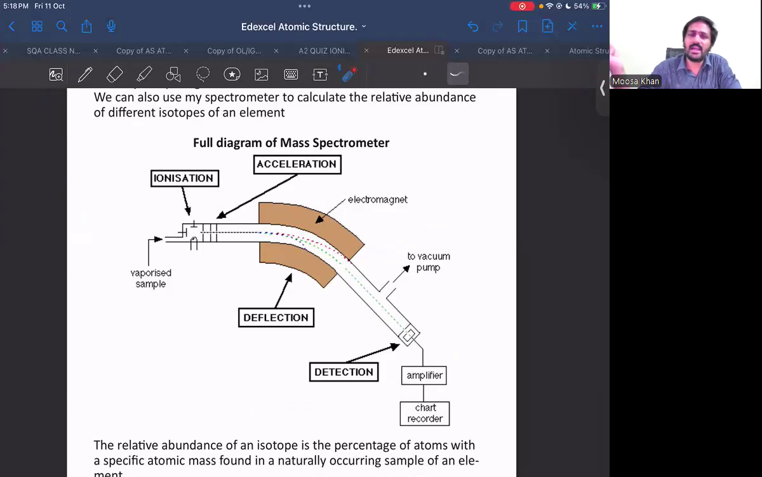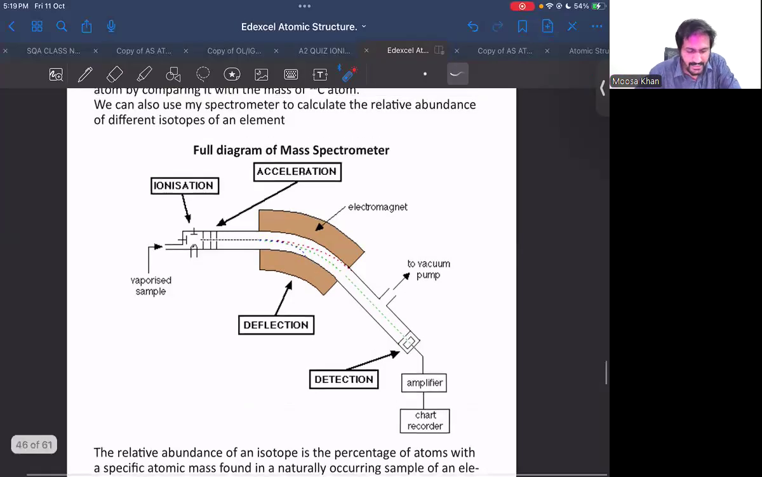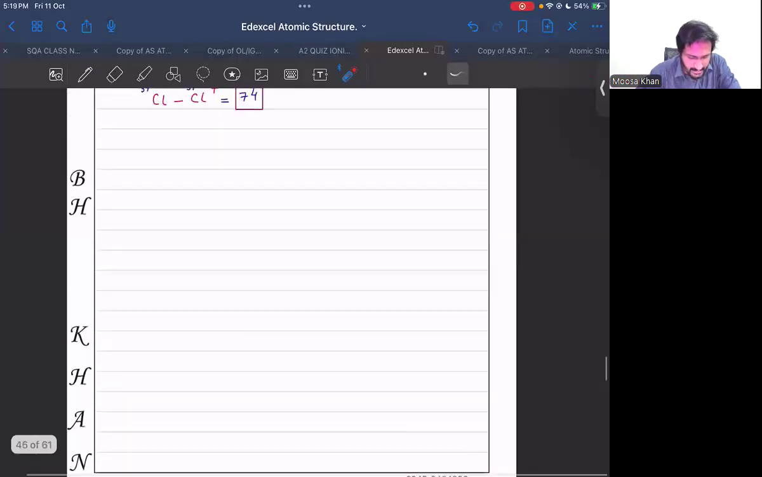And once these ions start moving with a very high speed, we pass them through an electric or magnetic field so they can be deflected. Once they are deflected, they can be detected, telling us how many isotopes there are and what the percentage of each isotope is. Let me try to explain it with one of the examples that we have, chlorine.